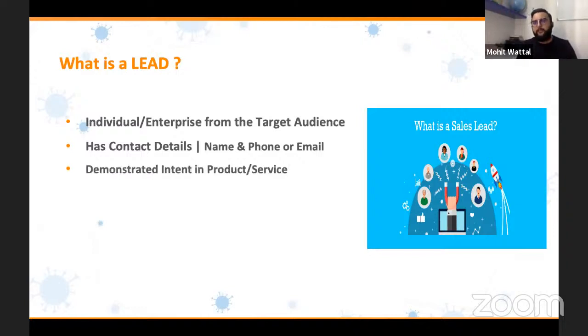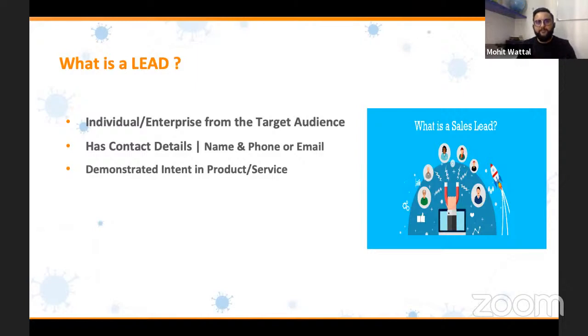And third thing, lead definitions are different across organizations. But if you look at the first bullets here, an individual or enterprise from the target audience who has contact details, which means a name and a phone number or an email address, I think these are the mandatory fields for any data to qualify as a lead.